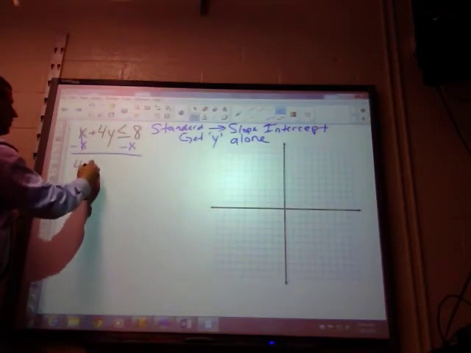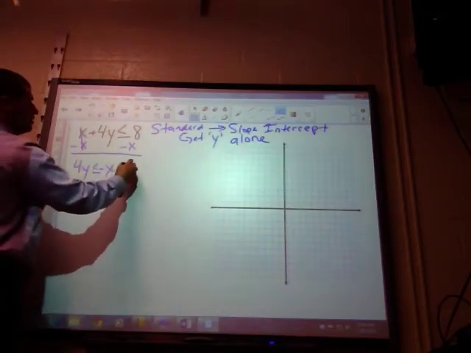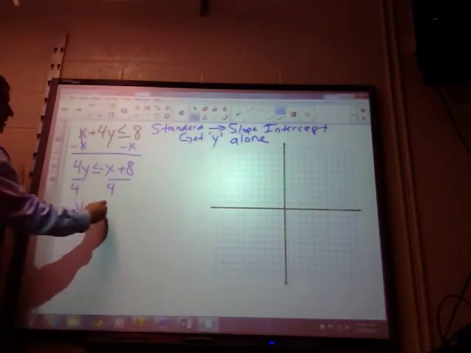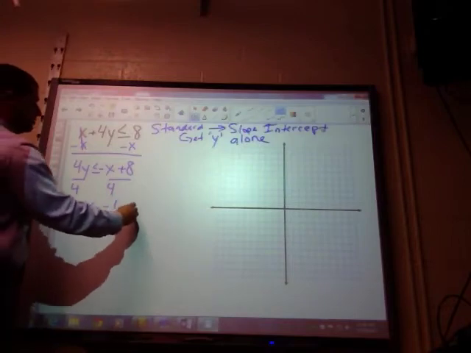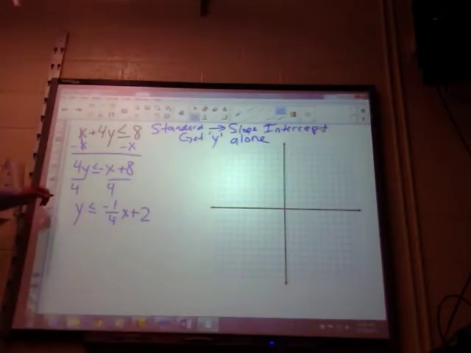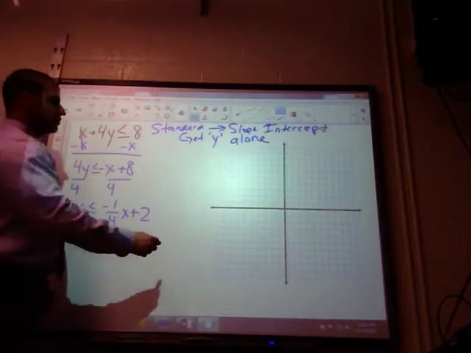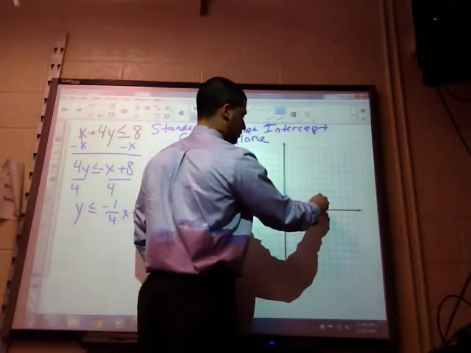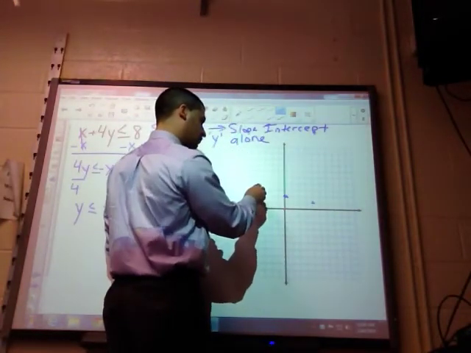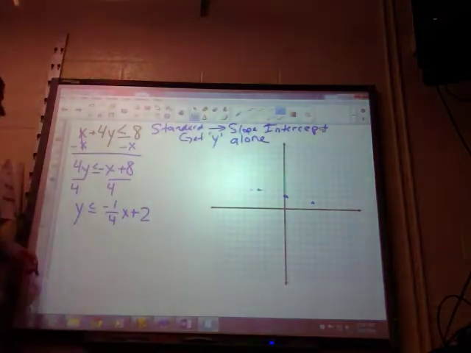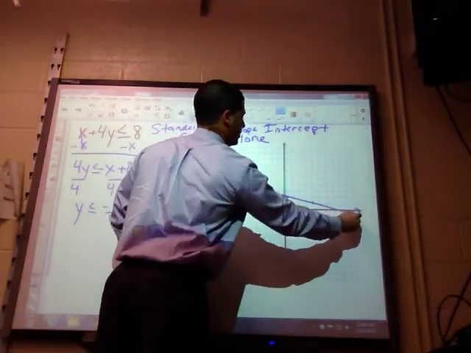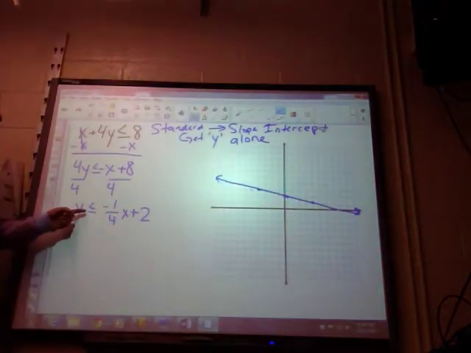So we have 4y less than or equal to negative x plus 8. Divide by 4. y less than or equal to negative 1/4 x plus 2. In this case, we didn't have to flip the sign because 4 is positive that we divided by. All we had to do was solve for y. So we go to 2, and then we use our slope, which is down 1, right 4, or up 1, left 4. And it's less than or equal to, so it's a solid line. And then since it's less than, we shade below.